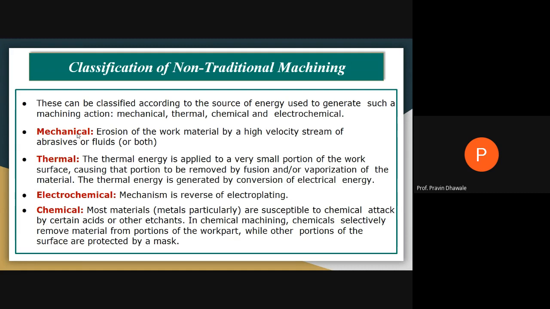If we are considering the mechanical machining process, in such kind of process, we are removing the material from the workpiece by the process of erosion. Because of the erosion, material is removed from the workpiece, and that erosion is carried out by using a high velocity fluid or high velocity abrasive or a combination of these.